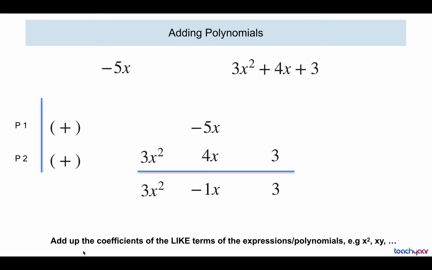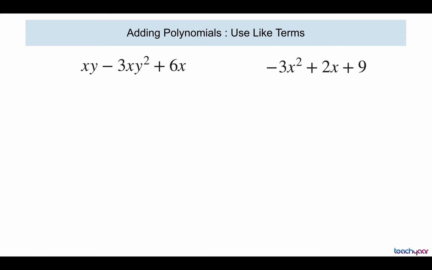But basically you make sure that you align the terms according to the like terms. You add up the coefficients of the like terms, and what you get is the sum. So we've got two trinomials again, and we're going to try and add them up. So again, same one, polynomial 1, polynomial 2. Let's put the first one. So 6x, xy, and minus 3xy square, right?